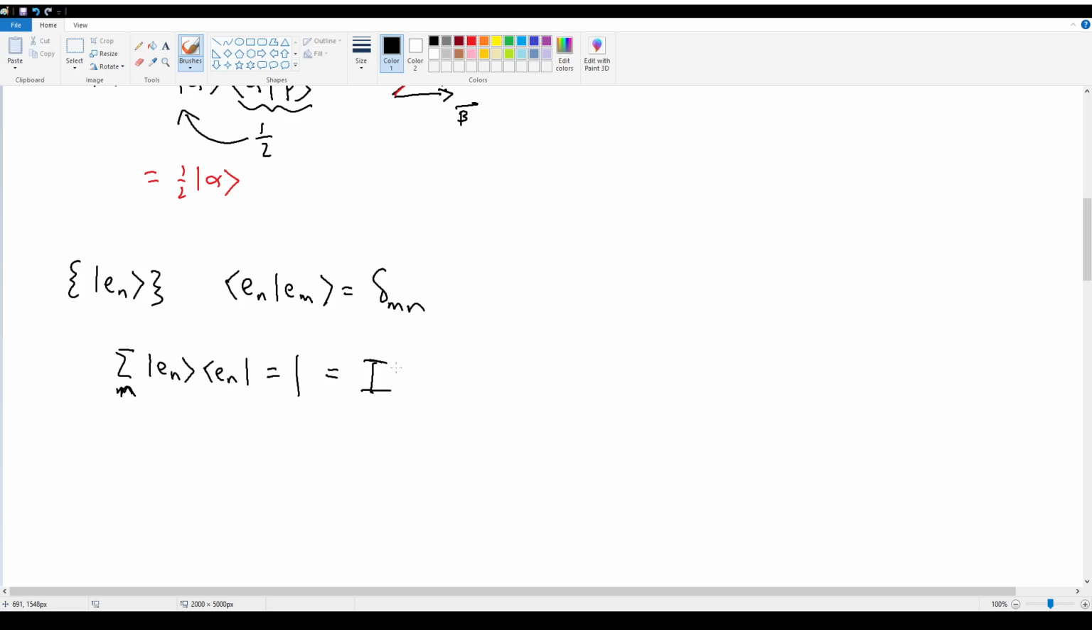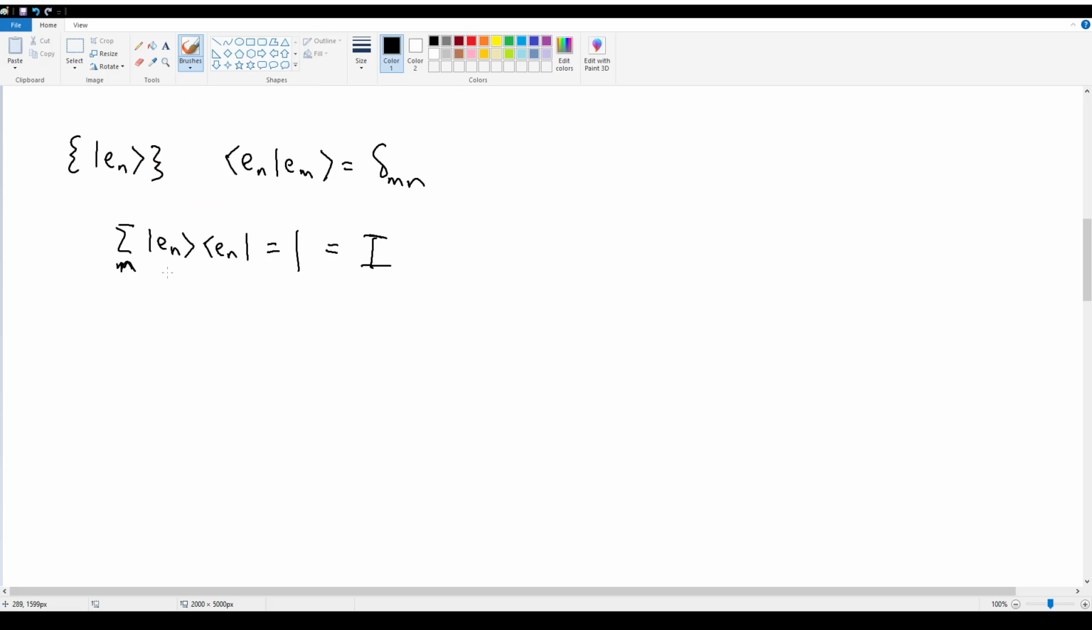So if this is in fact true, well, how do we prove it? Well, we know that the identity matrix multiplied onto any operator is just going to equal the operator itself, right? So if we want to see whether or not this is true, let's multiply this by a vector. So summation n of projection operator in terms of these orthonormal bases multiplied by alpha is going to equal alpha. I'm going to say, is this true?